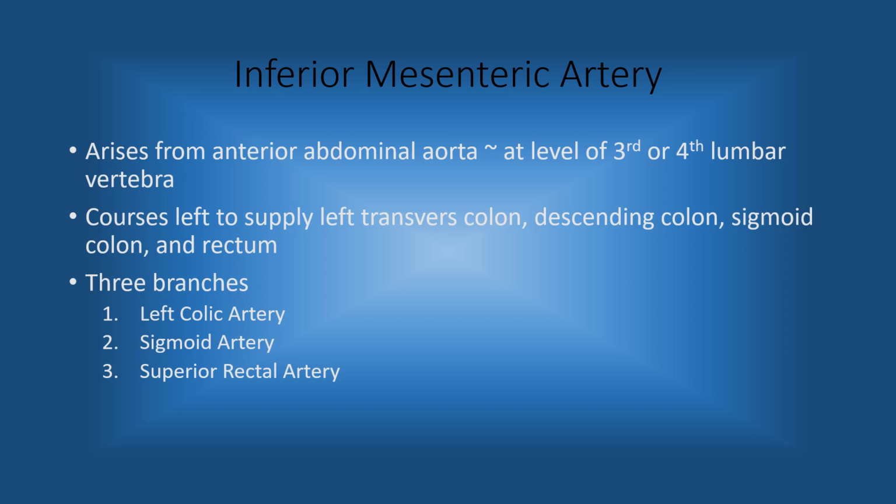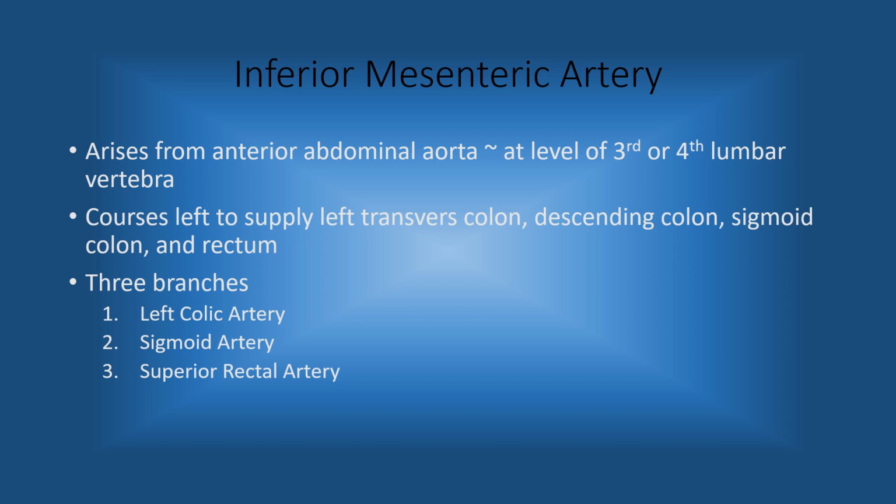Inferior mesenteric artery. It's going to come off the anterior abdominal aorta right around the level of the third or fourth lumbar vertebrae. It's going to course a little bit left, so it doesn't run straight down parallel. It runs a little off to the left. It supplies the left transverse colon, the descending colon, the sigmoid colon, and the rectum. You'll recall I said to think of the superior mesenteric as small bowel and to the right, and then inferior mesenteric as serving the left side of your abdomen.